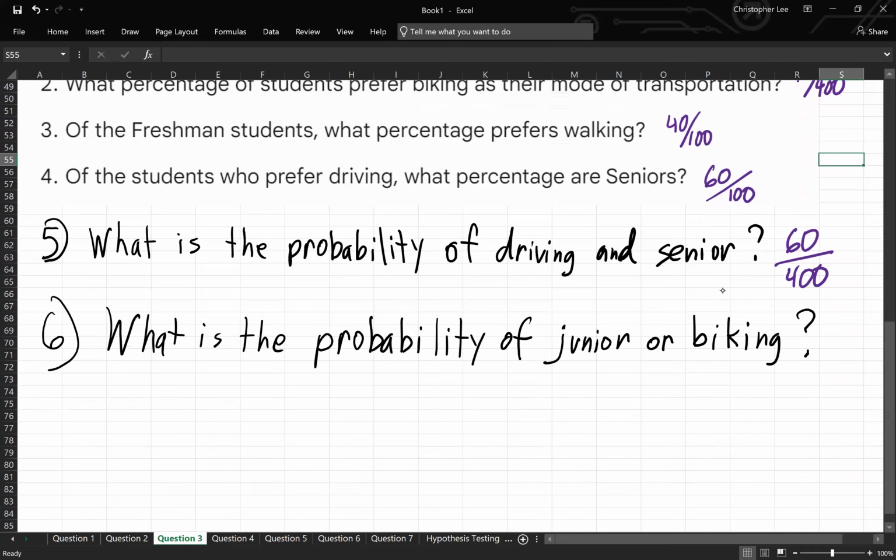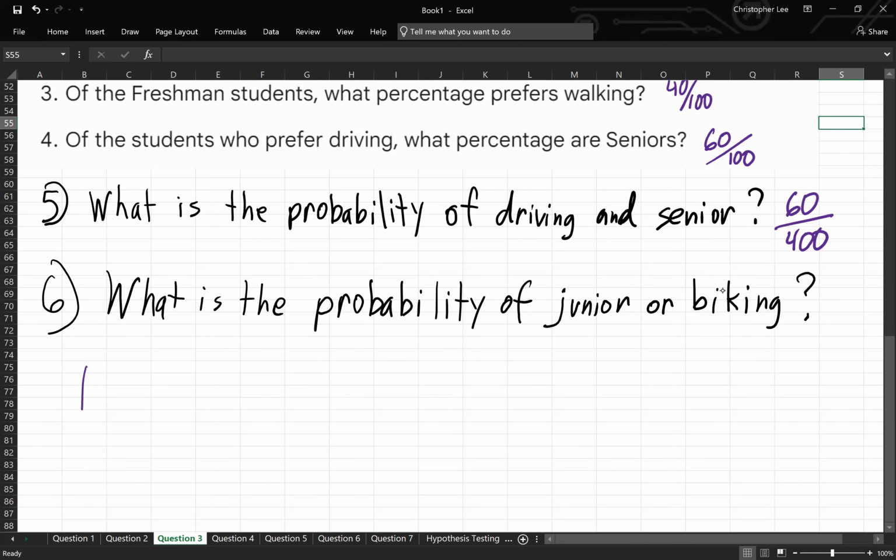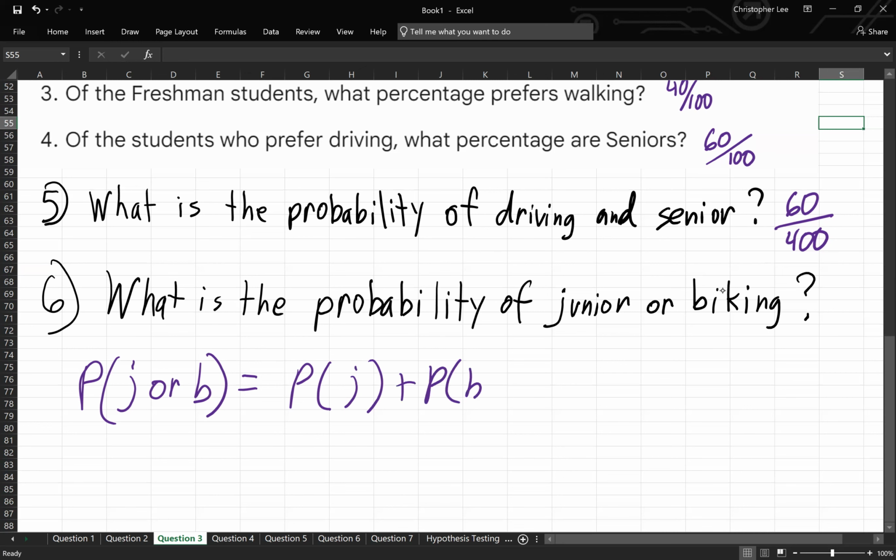Well, walk me through it. How would I do it? They want to know the probability of junior or biking. I thought 100. Okay. Well, give me the formula real quick before that. This would be probability of junior plus probability of biking minus probability of both, right?